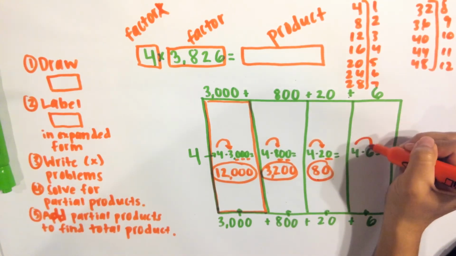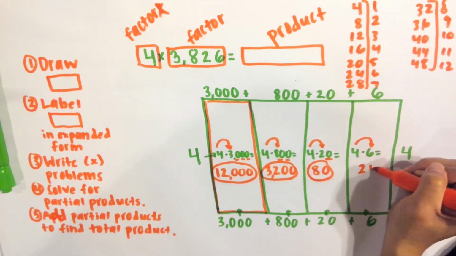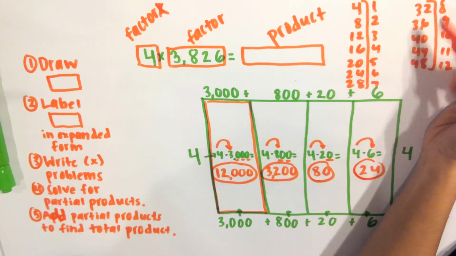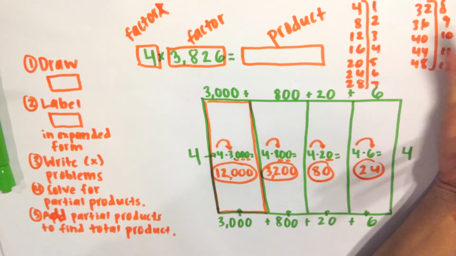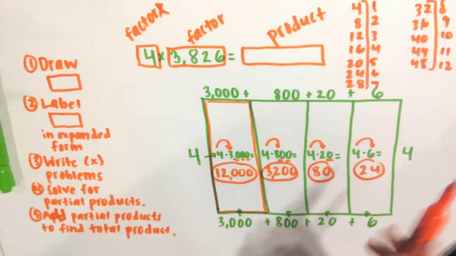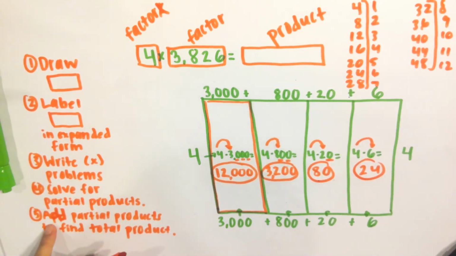And then I have 4 times 6, 24. See, and if you write these down, it's so quick and easy. I know it takes more work and time to write them down in the first place, but once you have them down, it makes your problem go a lot faster. Great. So step 4, solve for partial products. I have all 4 of my partial products. On to the final step.